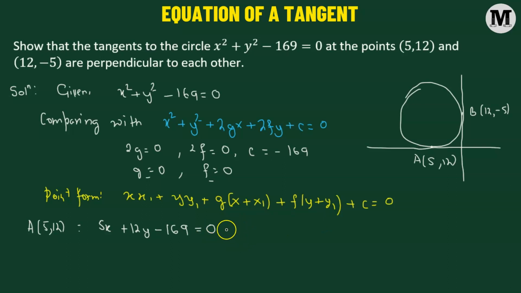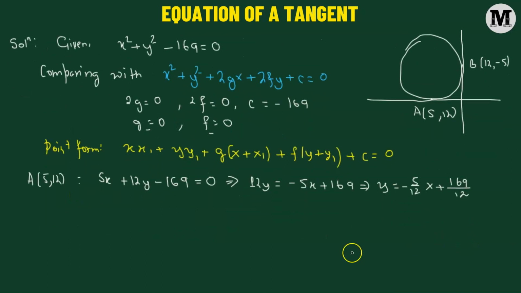So let's do one thing, let's rewrite it in the slope intercept form, which is the y equals mx plus c form. So we have 12y equals negative 5x plus 169, or dividing each term by 12, y will be equal to negative 5 over 12 times x plus 169 over 12. This gives us the slope of the line. So the slope of the line through point (5, 12) is going to be negative 5 over 12.